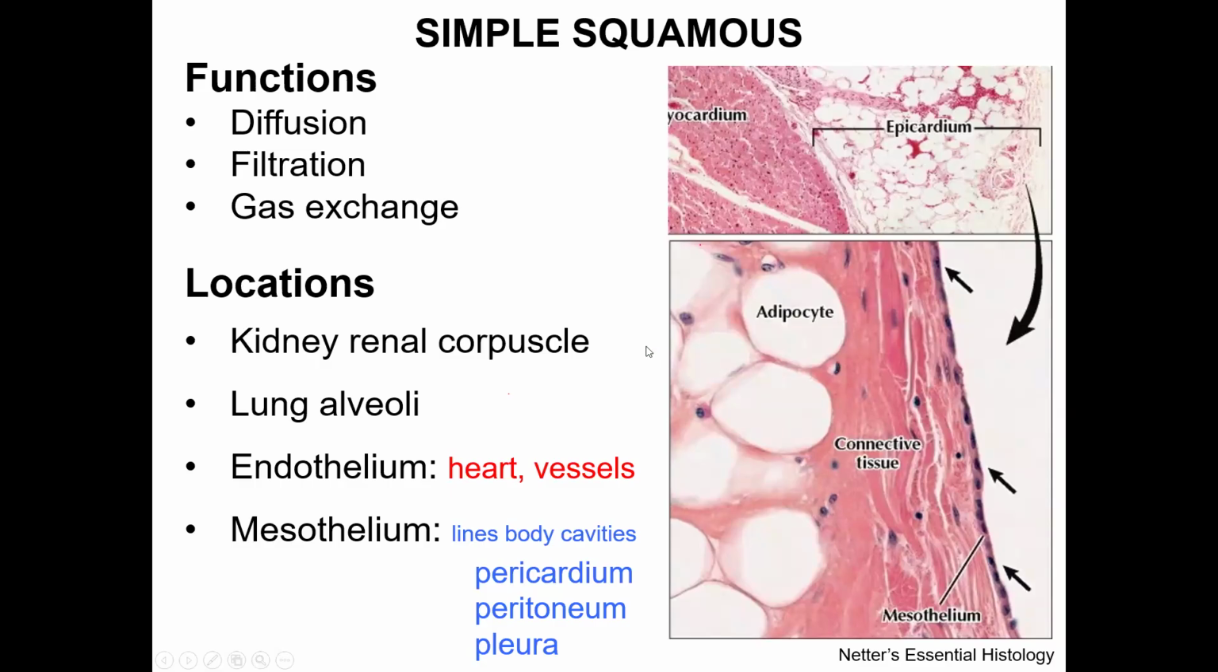Locations include the kidney renal corpuscle, lung alveoli, the endothelium that lines the interior of the heart, the endocardium, and the intima of the blood vessels, which is also a simple squamous epithelium. And the mesothelium lines the body cavities: the pericardium, the peritoneum, that is the cavity that is present in the abdominal cavity, and the pleura that surrounds the lungs. The pericardium is actually the sac-like structure that surrounds the heart.